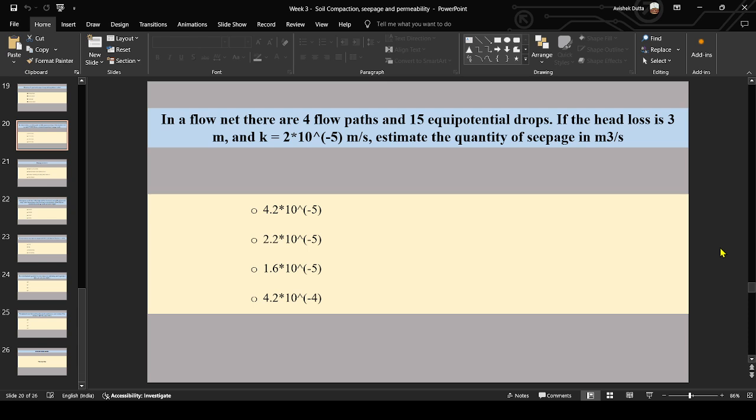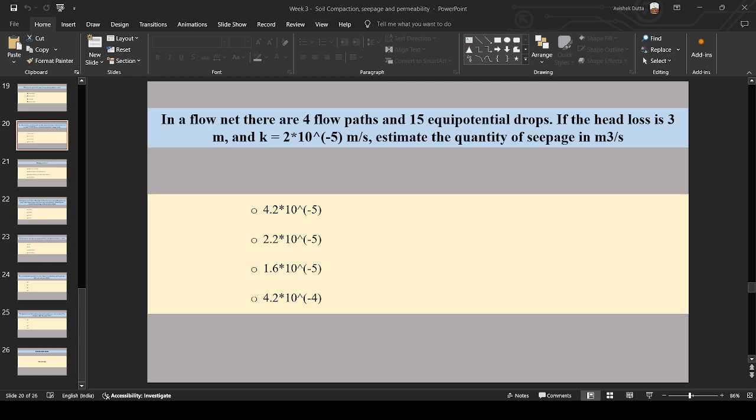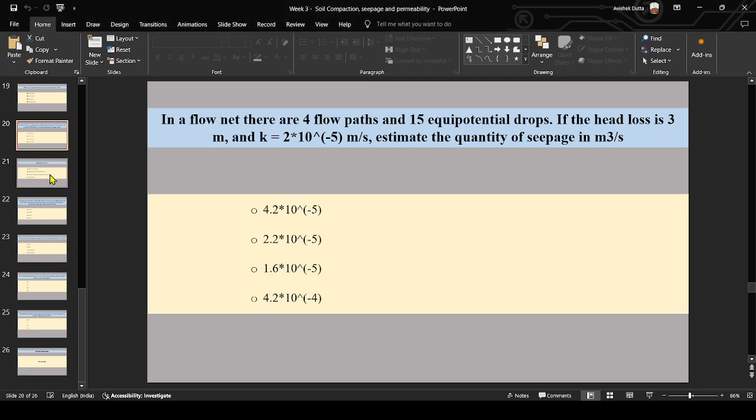I'll repeat the question. In a flow net, there are 4 flow paths and 15 equipotential drops. If the head loss is 3 meter and K equals to 2 into 10 to the power minus 5 meter per second, estimate the quantity of seepage in meter cube per second. Okay. Next question.